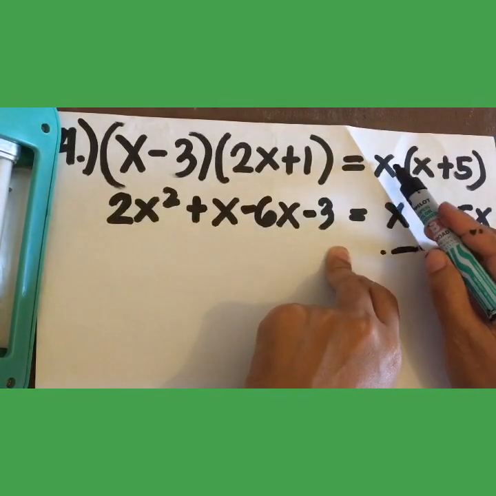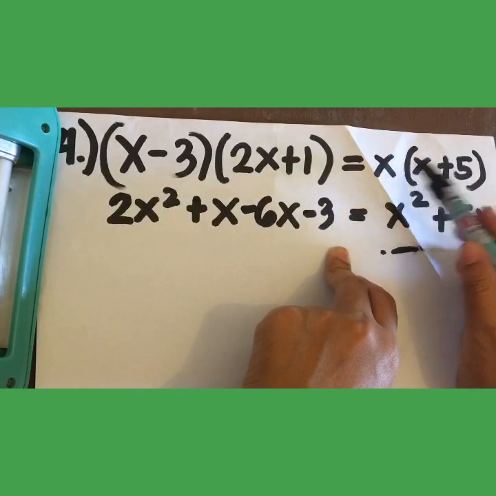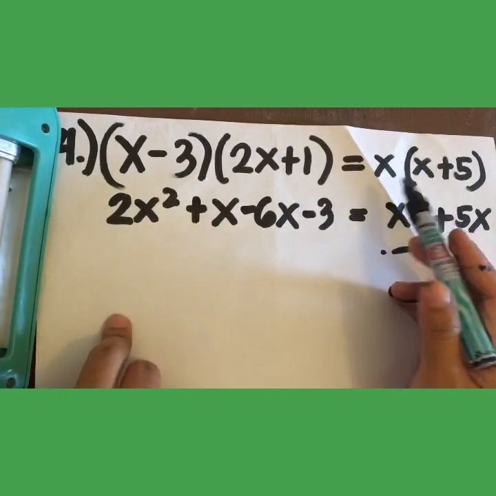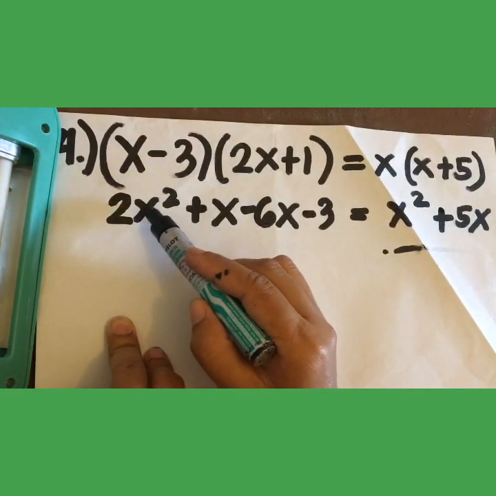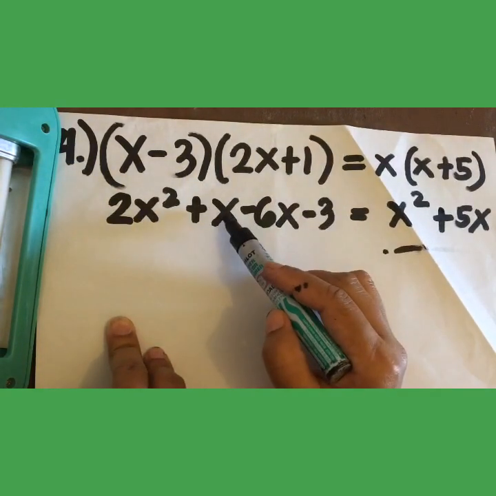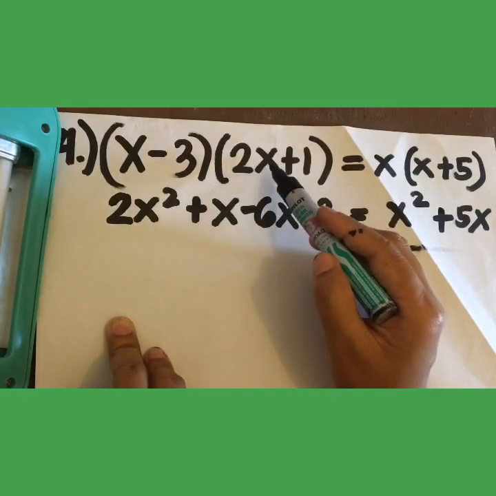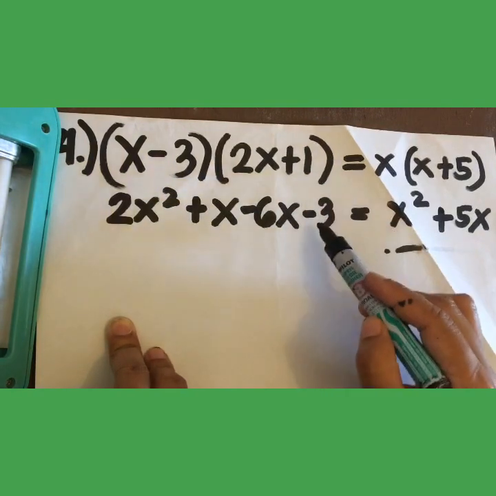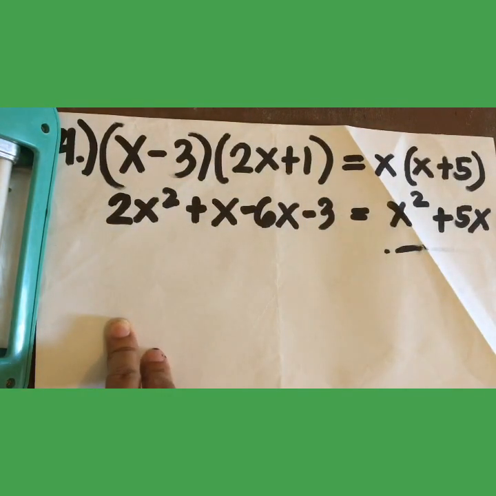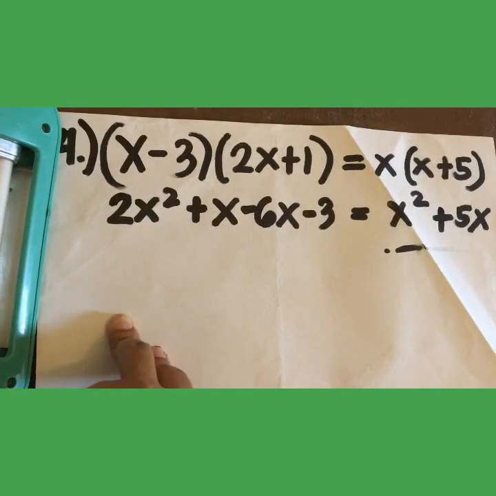Let's double check. X times x, x squared. X times 5, that's 5x. Okay, how about this? X times 2x, 2x squared. X times 1, that's x. Negative 3 times 2x, that is negative 6x. And negative 3 times 1 is negative 3.